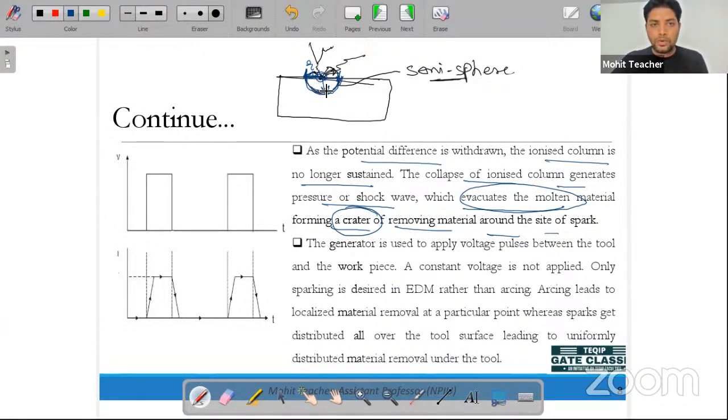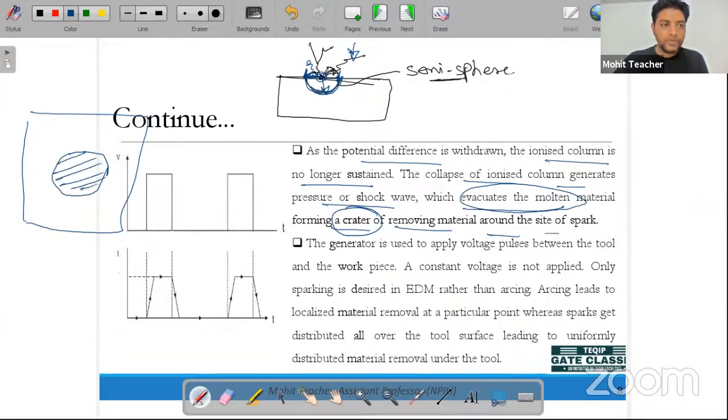Now, when you see this cross section from the top view, this is your workpiece, and it should look like this. This is nothing but what we call a crater.